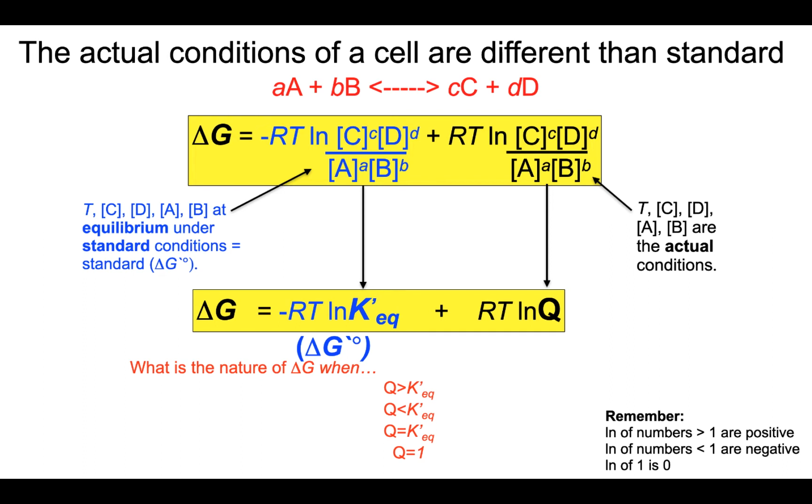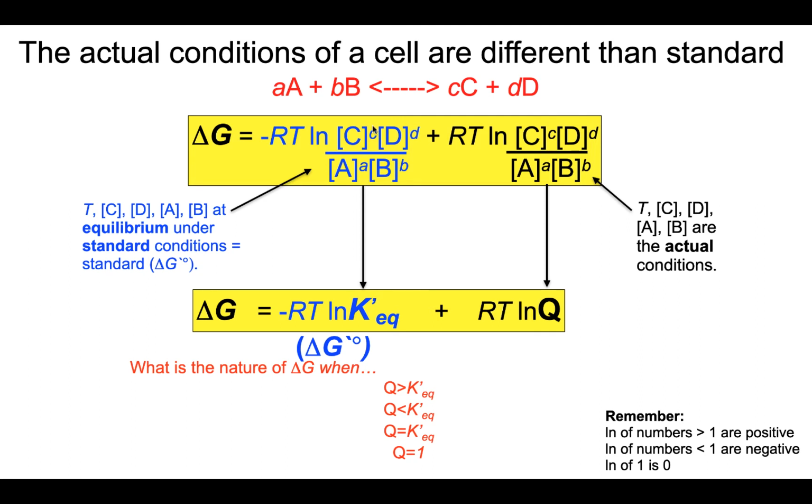The first thing we need to understand is that the actual conditions of a reaction in a cell are different than standard conditions. And so we have a whole new delta G that we need to look at. It's this delta G without that little prime sign, without that little degree sign there. This indicates that we are talking about the delta G of a reaction that isn't necessarily under standard conditions. To figure out what that actual delta G is, you need to know 2 things. You need to know where that reaction wants to be, and that's the equilibrium constant.